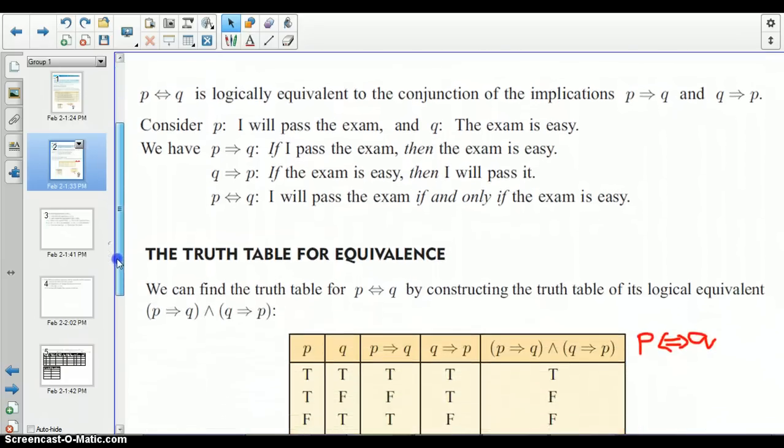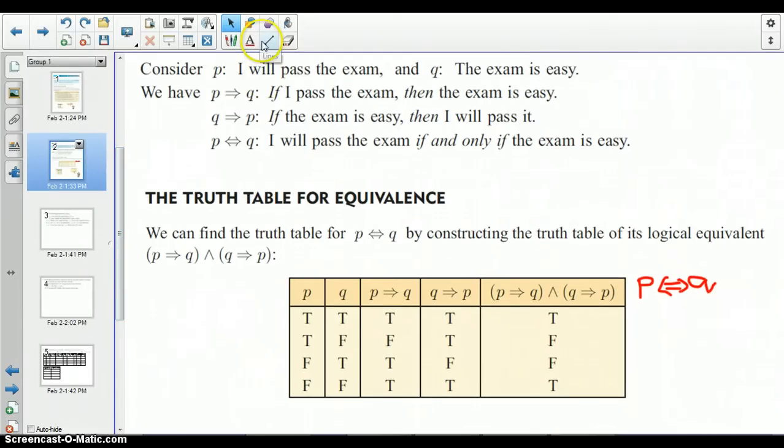So let's look at our antecedent and consequent. Antecedent, I will pass the exam. Consequent, the exam is easy. So we have the implication P implies Q: if I pass the exam, then the exam is easy. We also have an implication Q implies P: if the exam is easy, then I will pass it. We can also have the equivalence, excuse me, not logical equivalence, just equivalence. P if and only if Q: I will pass the exam if and only if the exam is easy.